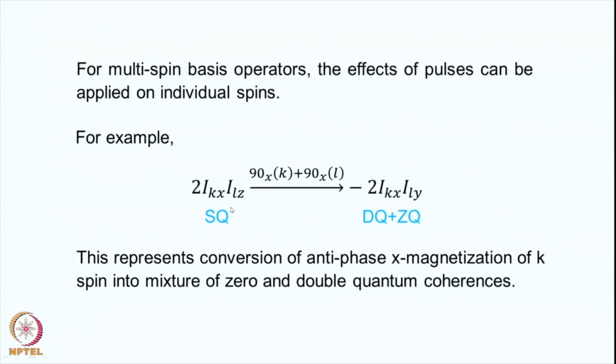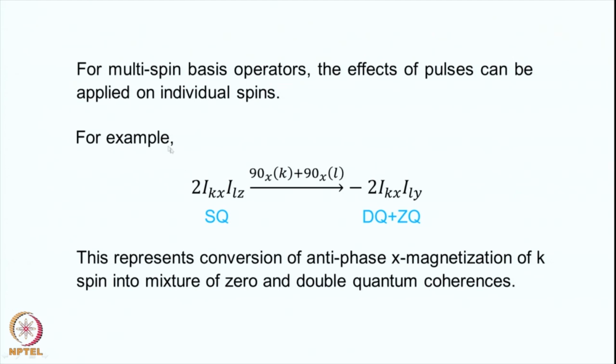Now let us consider multi-spin basis operators. So far we looked at the individual spin operators and we now turn to multi-spin operators. The effects of pulses can be applied on individual spins. Now the pulses can be applied on all the spins or on individual spins. So the effects will be different.